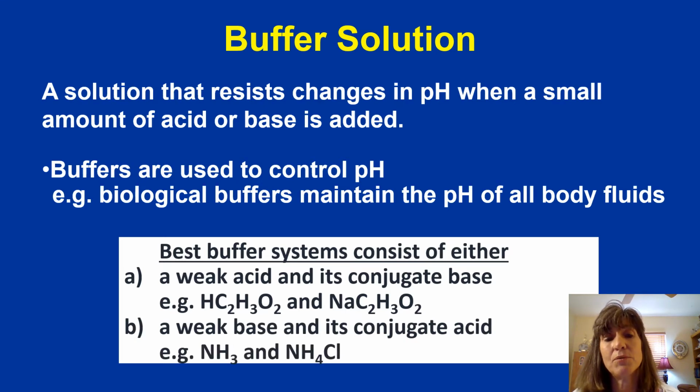The other possible buffer solution would be a weak base and a salt containing its conjugate acid. So something like ammonia. Ammonia is a weak base. Ammonium chloride is a salt that contains its conjugate acid, the ammonium ion.